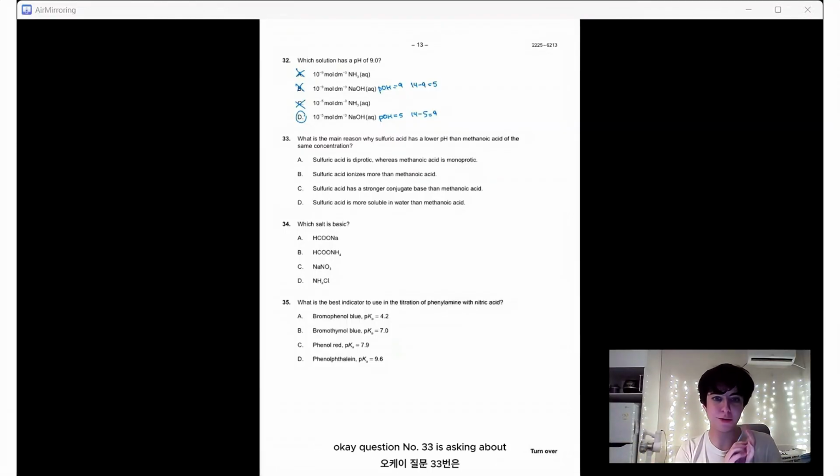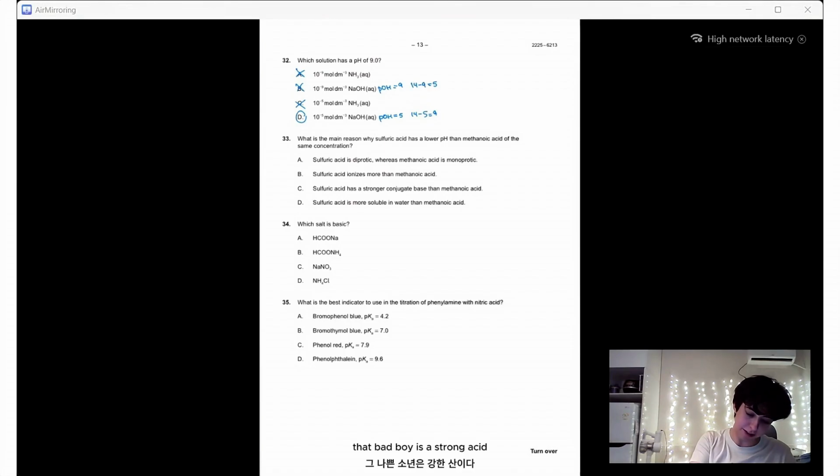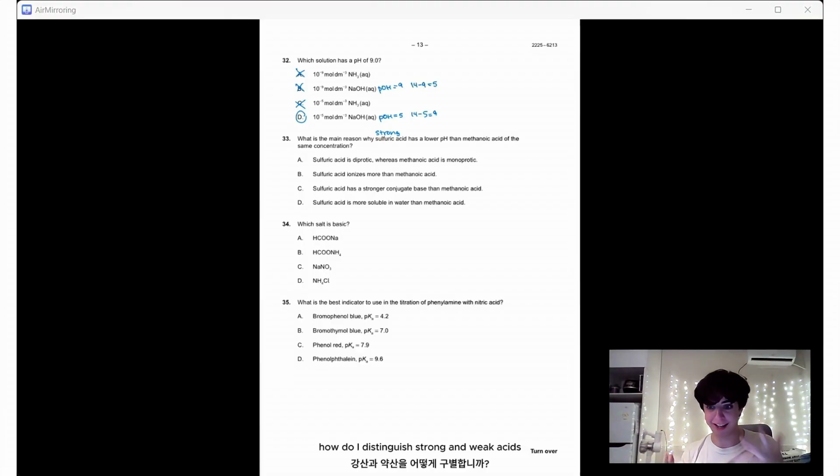Okay, question number 33 is asking what is the main reason why sulfuric acid has a lower pH than methanoic acid of the same concentration. Sulfuric acid, we should recognize immediately, is a strong acid. If you're wondering how to distinguish strong and weak acids, we only know 5 strong acids. If it's not one of those, it's weak. Those are directly listed in the subject guide: sulfuric acid, nitric acid, HCl, HBr, HI. HF is not one of them because that HF bond is very strong. So those are the big five strong acids.